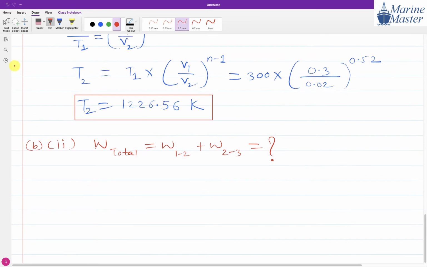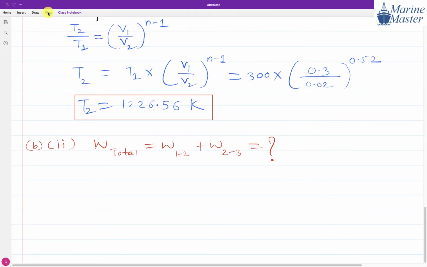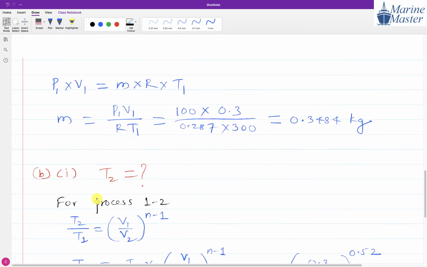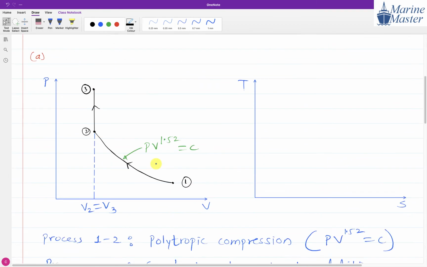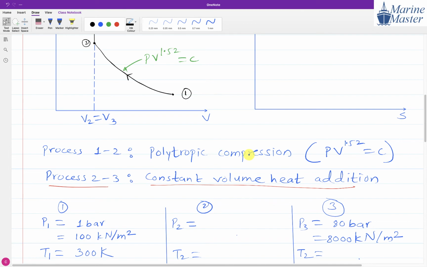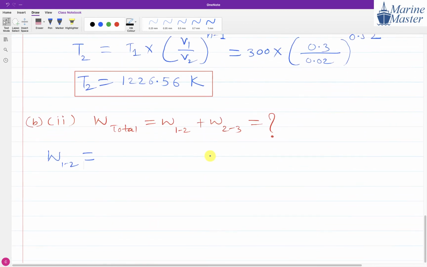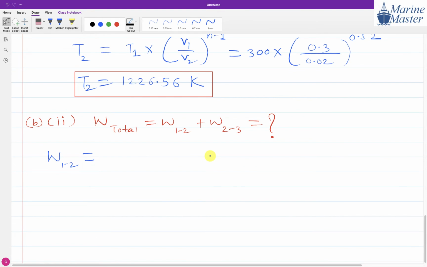So how to get W total? For that we need W1-2 plus W2-3. So what will be W1-2? What is process 1 to 2? Process 1 to 2 is a polytropic process. So for a polytropic process, what is the relation of work done? We have a total of 2 relations of work done.